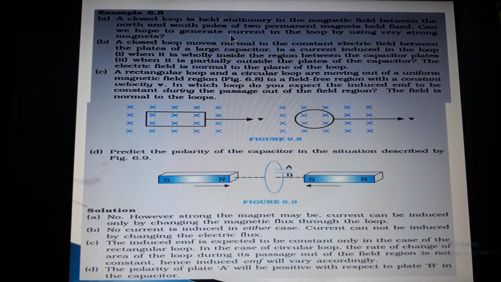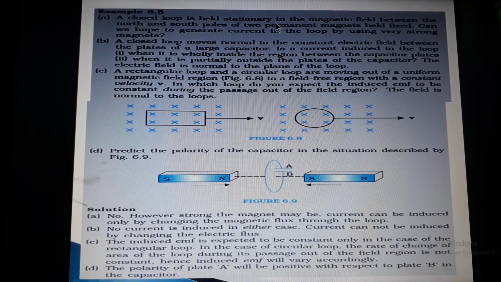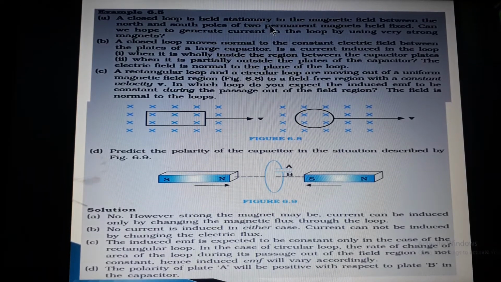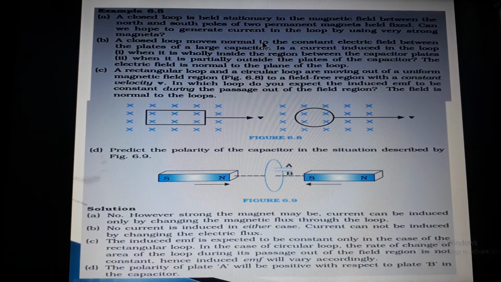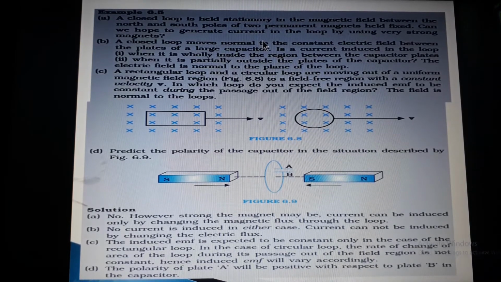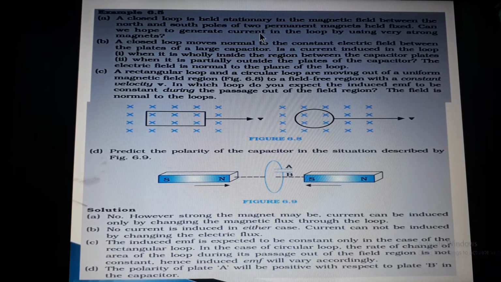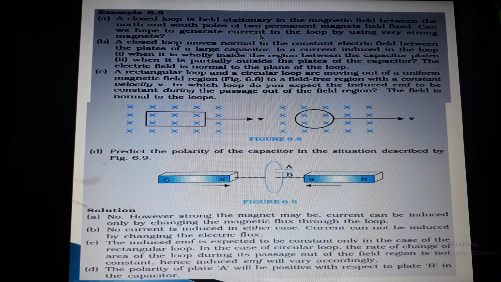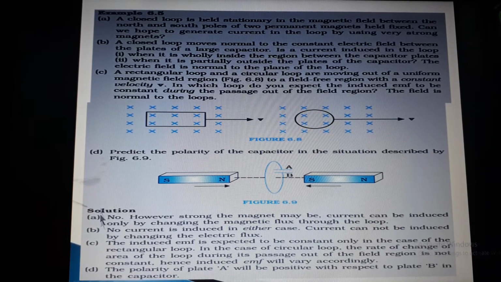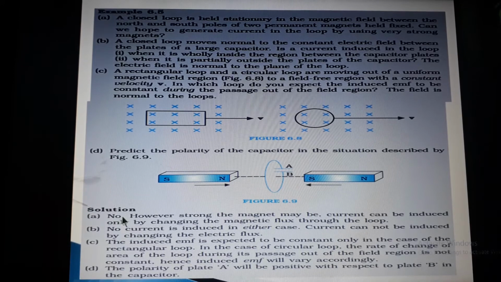So you know that if the magnetic field is stationary and the loop is stationary, the EMF is equal to d phi by dt, and d phi by dt means change of flux with change in time. But here there is no change in flux, so no current flows. So the answer of A is no current flow. Just see the solution: no.